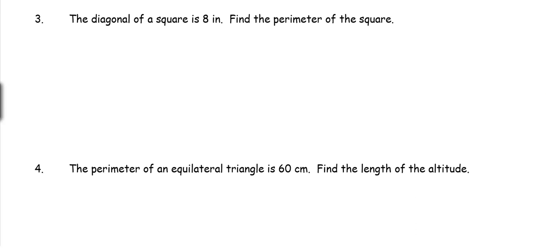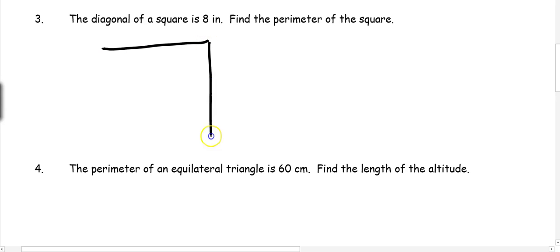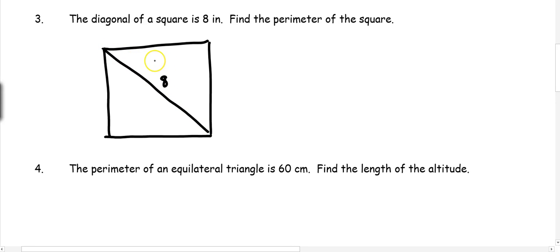Number three, the diagonal of a square is 8 inches. Find the perimeter of the square. So I'm going to draw a square with a diagonal that has a length of 8. So if my diagonal has a length of 8, remember that a square is broken into a 45, 45, 90 triangle with your diagonal. So the sides of my square are both L's, and my diagonal is L root 2.